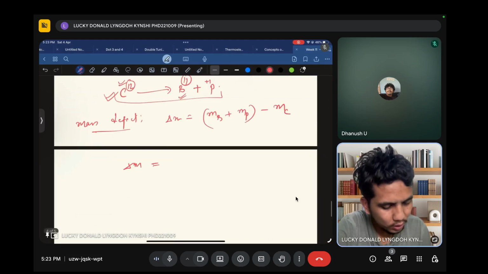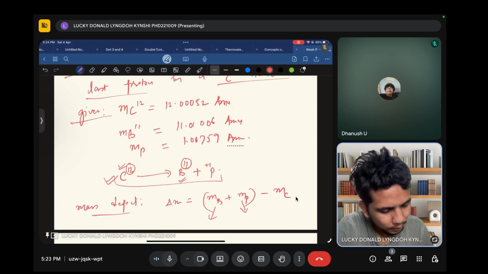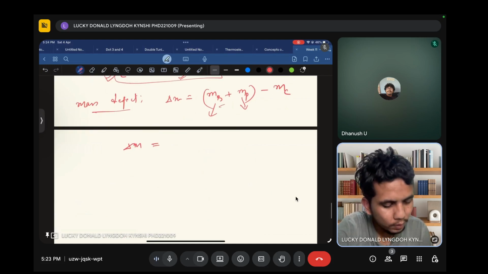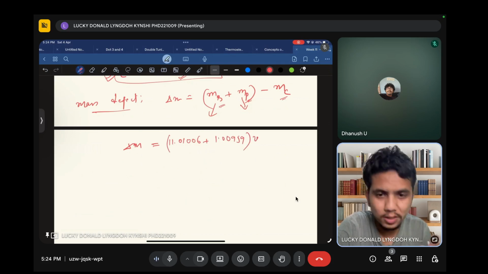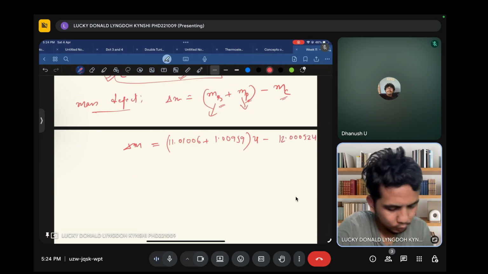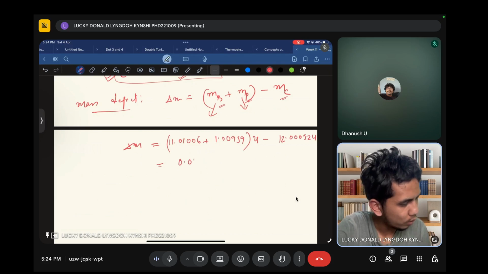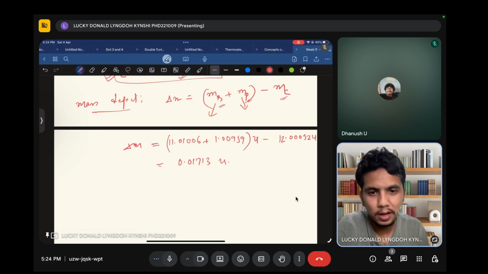So now your mass defect delta M is equal to MB plus MP minus MC. You substitute the values: 11.01006 plus 1.00959, in unit U, atomic mass unit, minus 12.00052 U. You will get a mass difference of 0.01713 U. You can cross check this addition and subtraction.